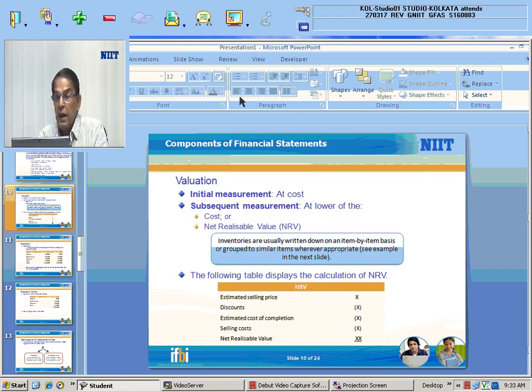The subsequent measurement is at the lower of the cost or net realizable value. So you have to consider the cost of that inventory, that is the initial measurement. You also have to consider the net realizable value of the inventory. If the inventory is sold, how much net realization will be obtained from the sale of the inventory. So basically the lower of the two. So you have to compare the cost of that unsold inventory with the net realizable value of that unsold inventory, and whichever is lower you take as the subsequent measurement of inventory.